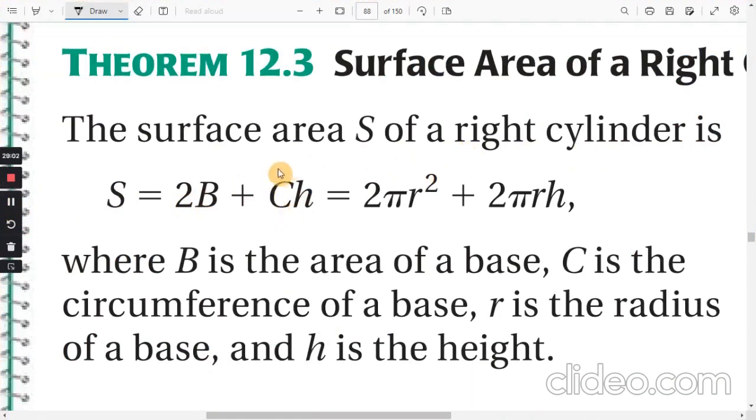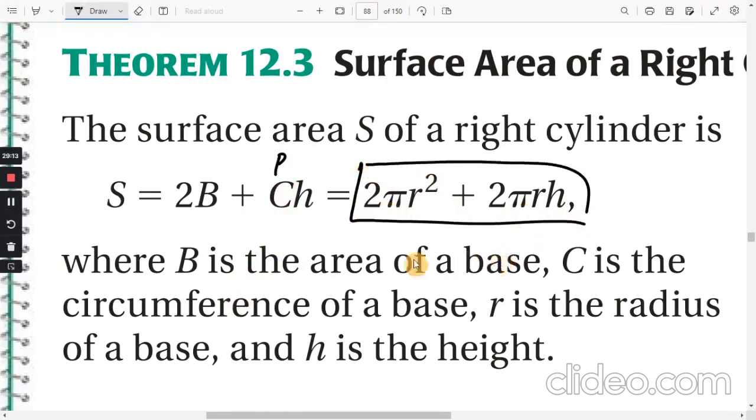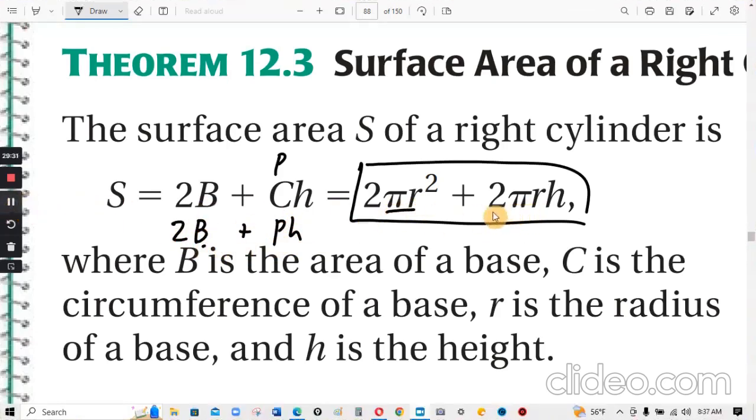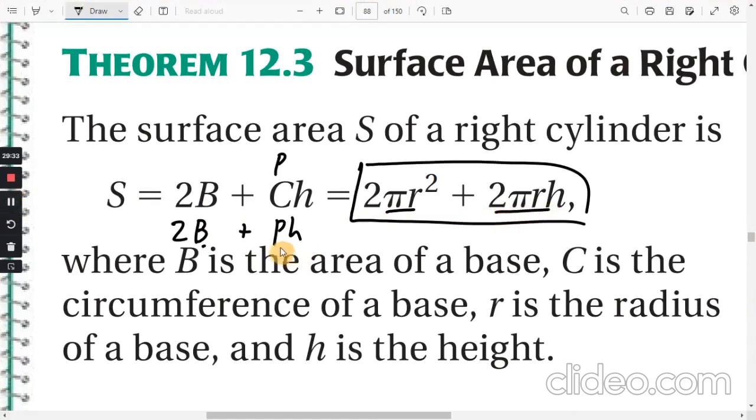All they did was plug in C in place of P, because your perimeter is called the circumference on the circle, and it's 2 pi r squared plus 2 pi r h. I do not like remembering extra formulas, so I like to think of it as 2B plus Ph, just like we did before, and then you just plug in the pi r squared for B and the 2 pi r for your perimeter or circumference C.